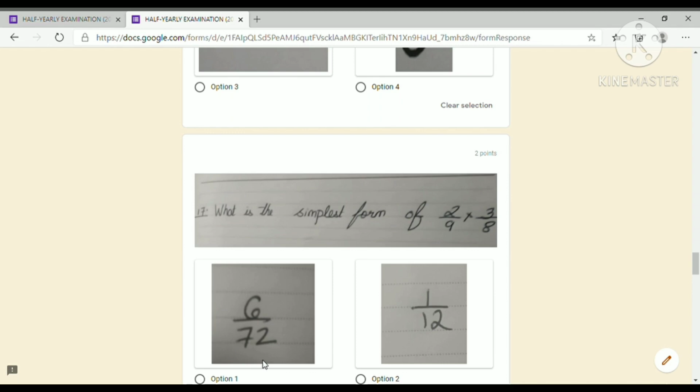Simplest form means we have to write it so that it is not divisible by any further common number. For example, 6 by 72: 6 and 72 have one common factor, that is 6. That means 72 is divisible by 6. If we divide both the numerator and denominator by 6, we get 1 by 12. Is 1 by 12 further divisible? 1 by 12 is not divisible by any other number. So the simplest form of this product is 1 by 12. Okay, now move on to the next question.